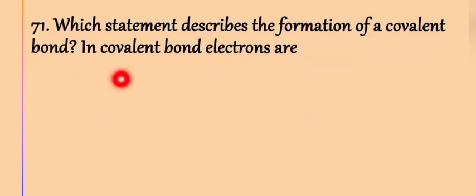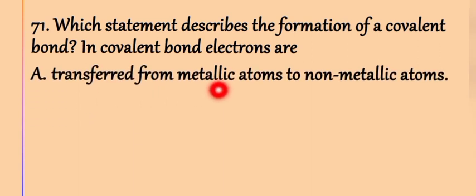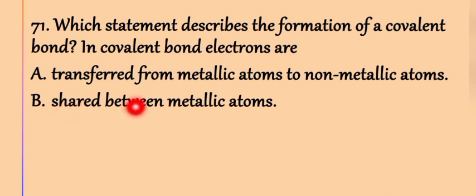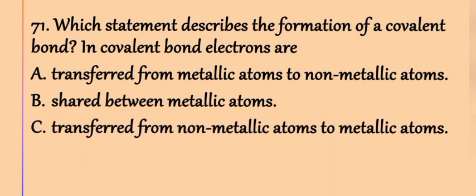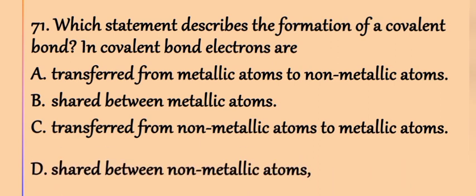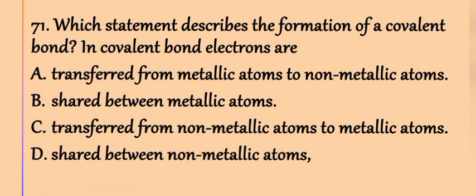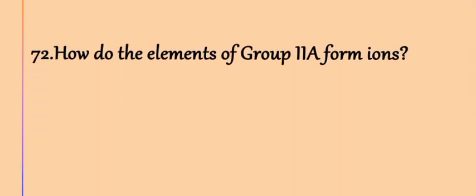So question 71. Which statement describes the formation of covalent bond? In the covalent bond electrons are A. transferred from metal atom to non-metal atom. This one no. B. Shared between metallic atom. C. Transferred from non-metallic atom to metallic atom. D. Shared between non-metallic atom. So the answer is D. Covalent bond formed by sharing of electron between non-metal. Question 72.